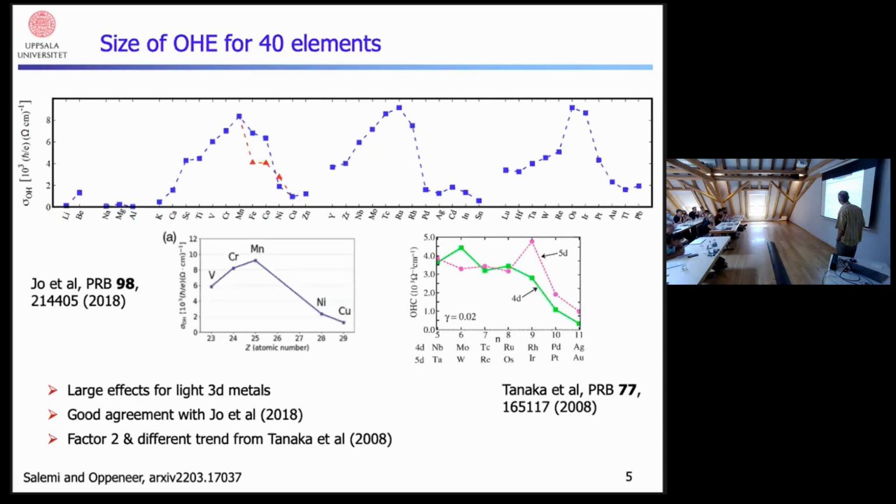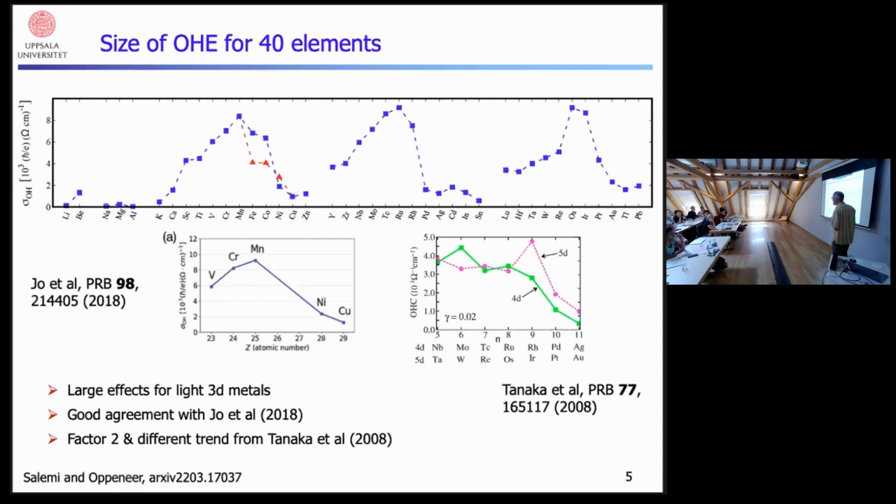The spin and orbital Hall effect for 40 elements that we calculated, and here this part is the 3D series, the 4D series, the 5D series. This is what we get. And you see actually what has been mentioned many times, and also was in this very nice paper by Tanaka et al.: the orbital Hall effect does not depend on the spin-orbit coupling, so we have actually very large orbital Hall effects for light metals.